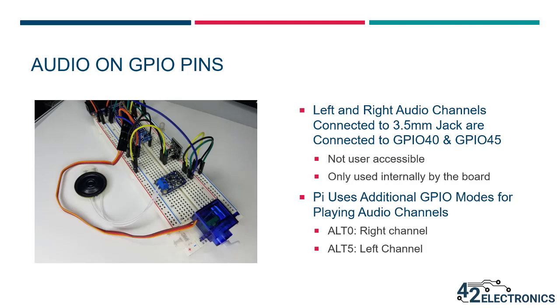The Pi uses some additional GPIO modes named ALT0 and ALT5 for playing right and left audio channels. ALT0 for the right, ALT5 for the left. Since you have so much control over the GPIO pins on the Raspberry Pi, you can actually use software and connect GPIO pins from your breadboard to the ALT0 and ALT5 channels. That way, whenever audio is played through the 3.5 millimeter audio jack, it will also be played through the GPIO pin.